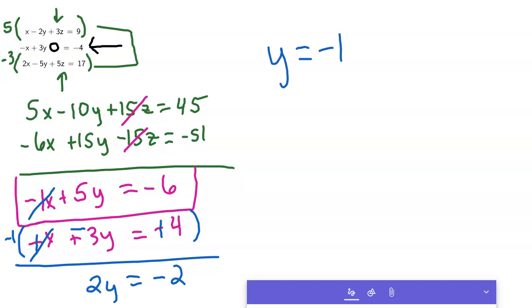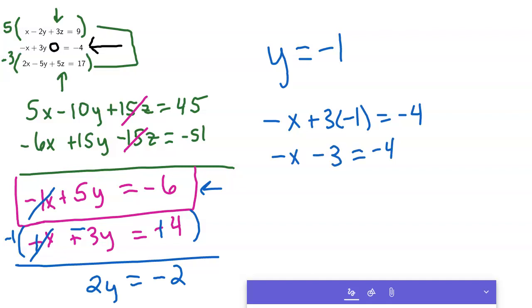So we have one of our answers. So now we can just plug that in to either of these two formulas, or I would just go with the original. So that negative x plus 3 times negative 1 equals negative 4, that middle equation. So you'd have negative x minus 3 equals negative 4. So negative x, you add the 3 over. Negative x equals negative 1, and x would be positive 1. So we've got two of our answers now.